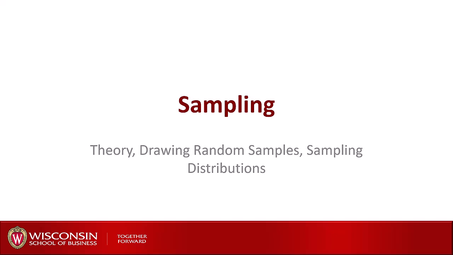In this video, I want to spend more time talking about sampling, specifically related to the theory, how we can draw random samples, and what is a sampling distribution. The reason we are going to spend some time here is because understanding sampling and sampling distributions is really critical to understanding statistical inference. This is going to become particularly helpful when we go to understand p-values and confidence intervals as we analyze regression results.